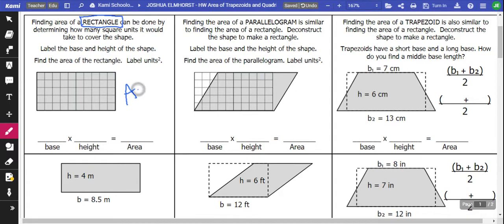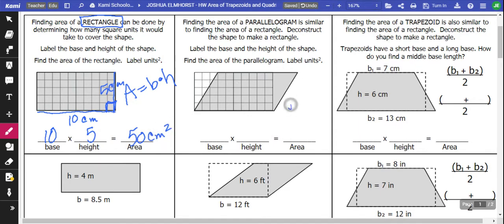In order to find the area of a rectangle, we're going to do base times height. Base is going to be the bottom of the shape, and the height is going to be perpendicular, straight up and down from that. So we're going to count the bottom. There's 10 centimeters, so the base, and then the height is 5 centimeters. And then you multiply to get the total square units. So for this one, you'd have 50 centimeters squared.